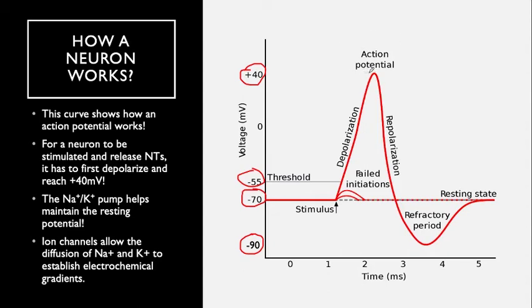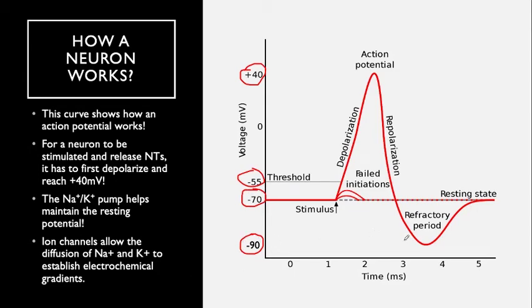But the cell doesn't stay there forever, right? It has to go back, or it has to repolarize so that it can be elicited again and then fire again, and so on and so forth repeatedly. However, upon repolarizing, it could reach negative 90, which is a little bit lower than your negative 70, which is what we call the resting state. So if it reaches negative 90, that is what you call hyperpolarized.